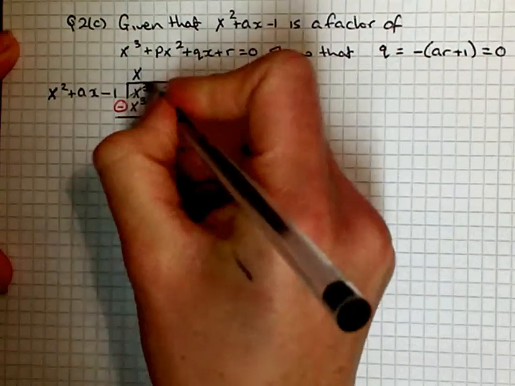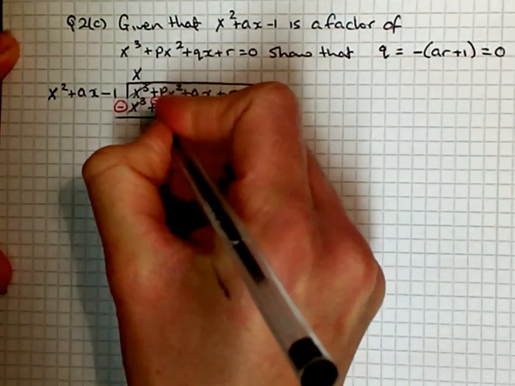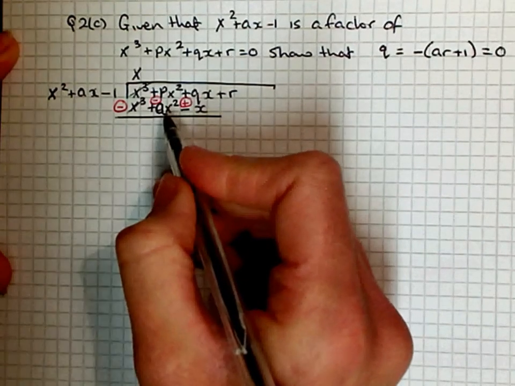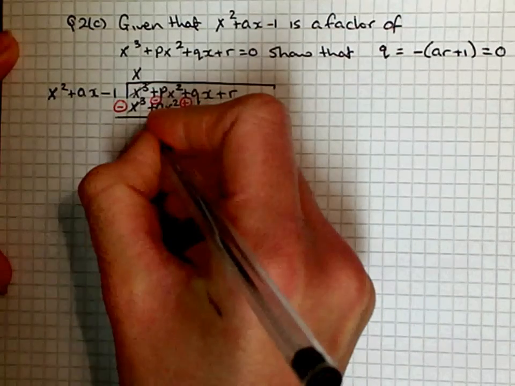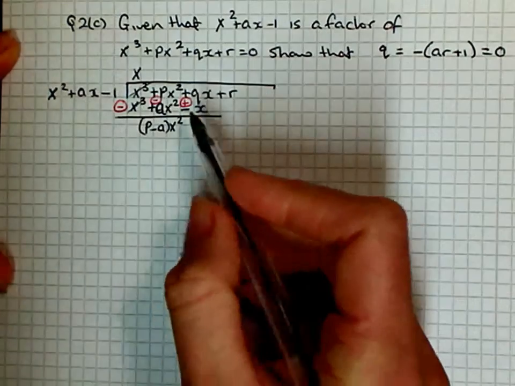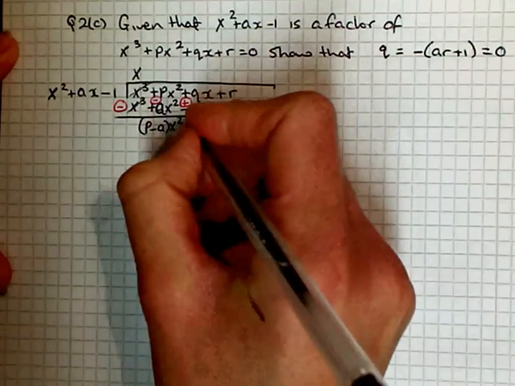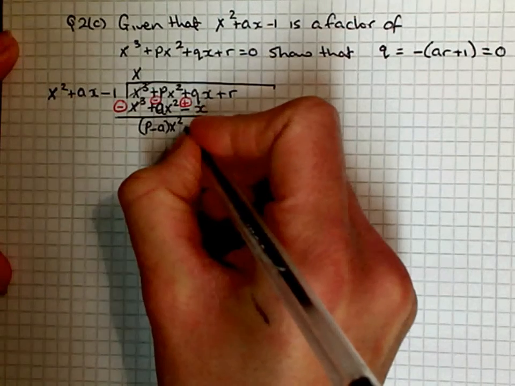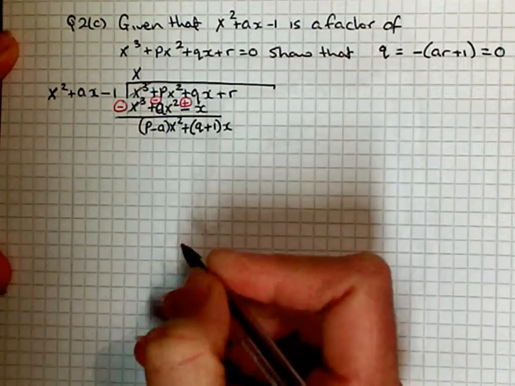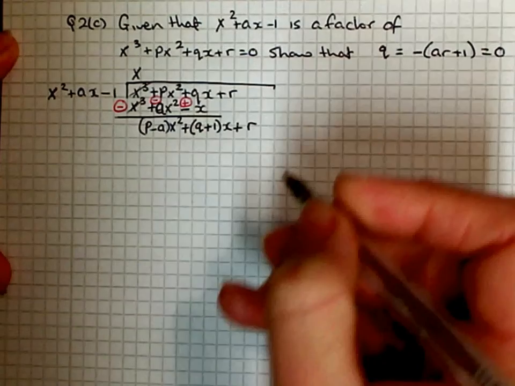So x cubed minus x cubed cancel, and you have px squared minus ax squared, and I would take out the x squared, so I'd have (p minus a) by x squared, and here it's plus qx plus x, so I would take out the x, so I'm going to be left with plus (q plus 1) by x, and then I'm going to take down my r, so it's plus r.